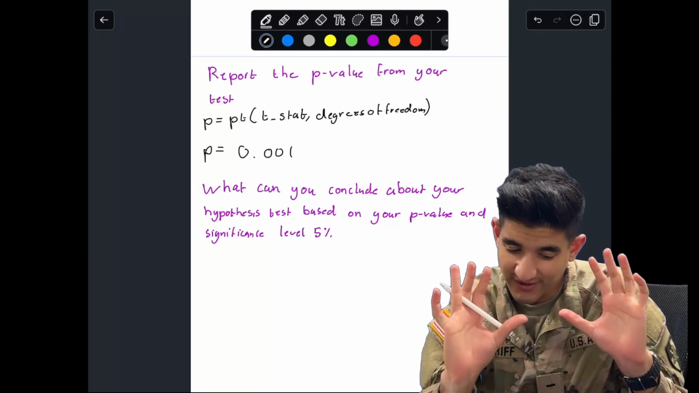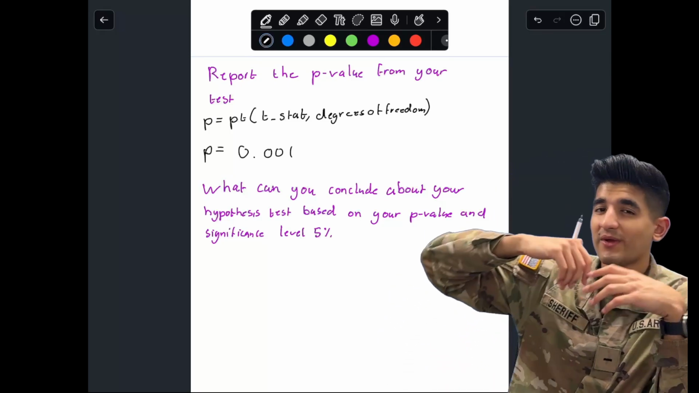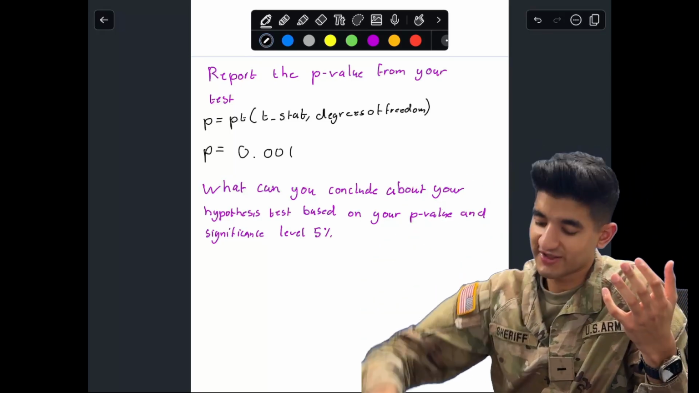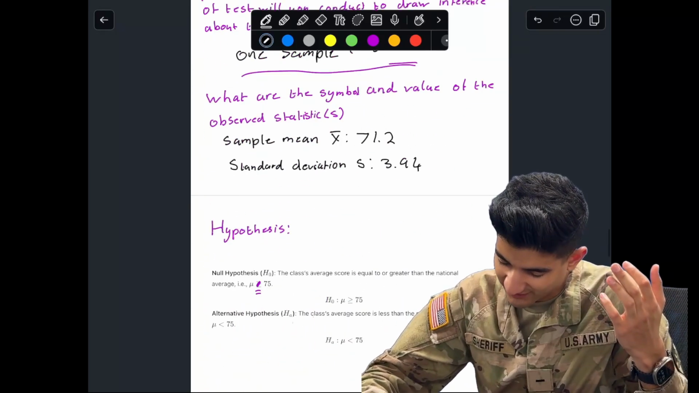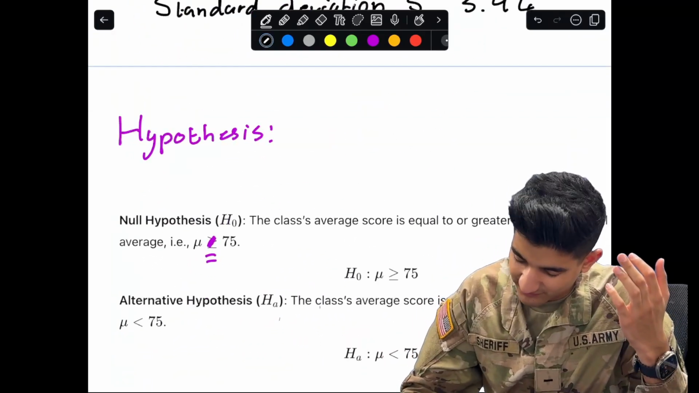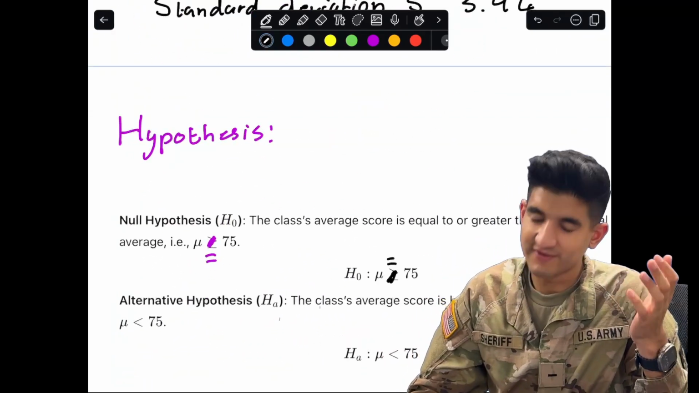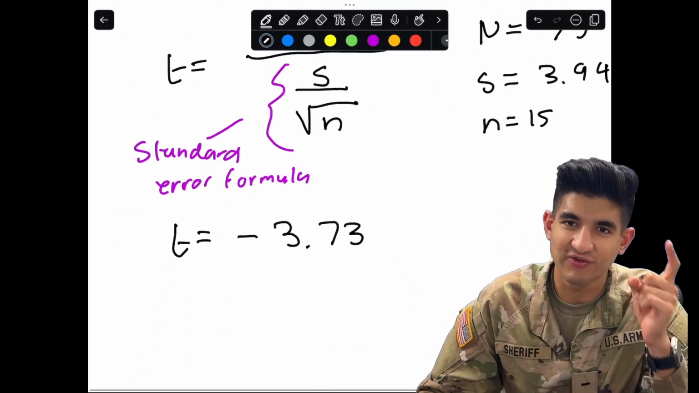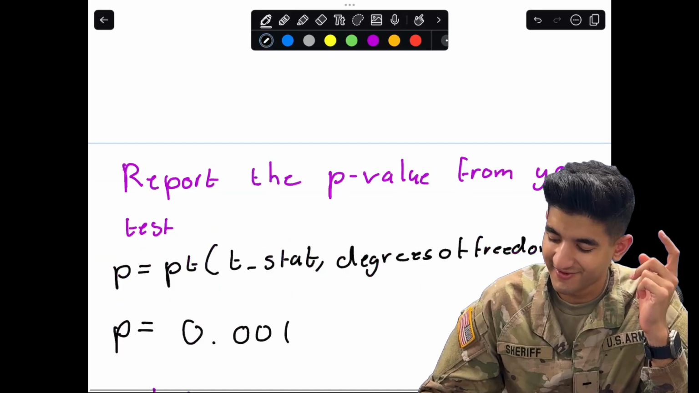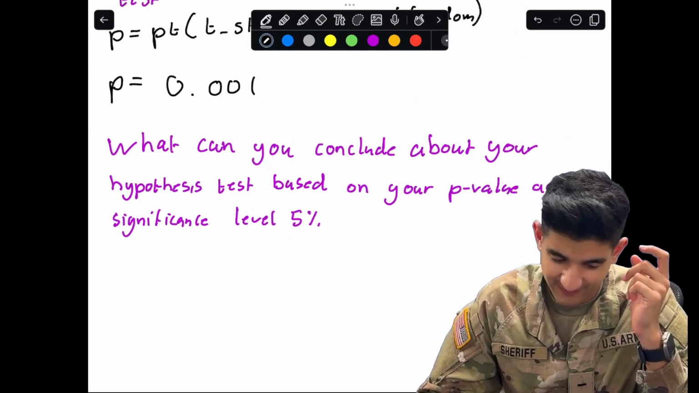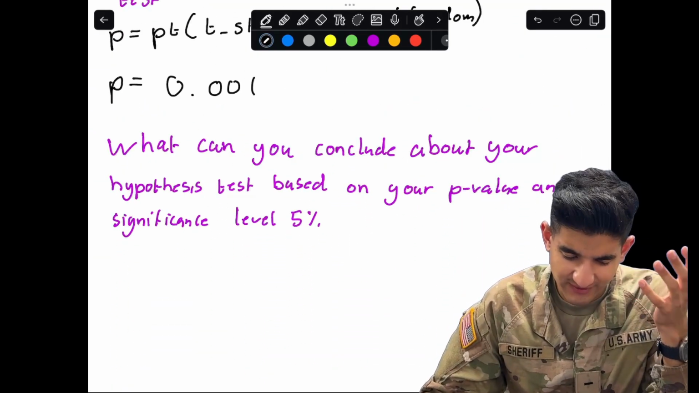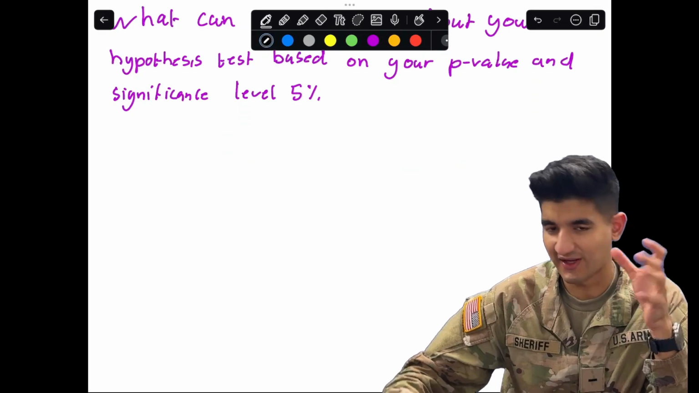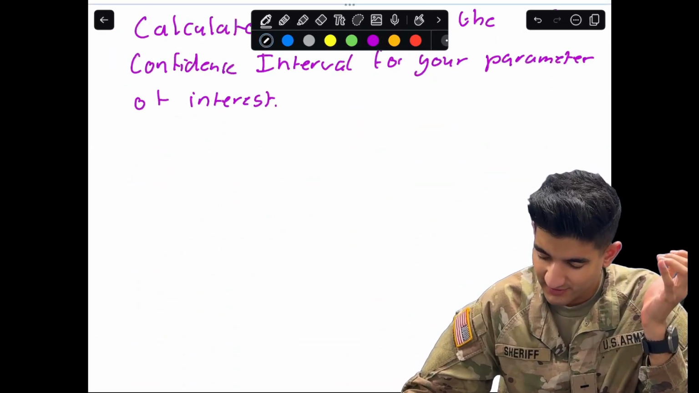We can't really conclude anything, but we can say we are inclined to reject our null hypothesis, which is that it is equal to 75%, because our p-value is 0.01, under 1%. So something must be going on with these kids. That's really what you can conclude about your hypothesis: you can't accept the null.